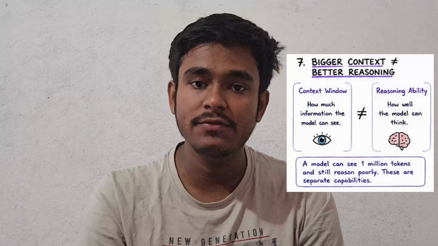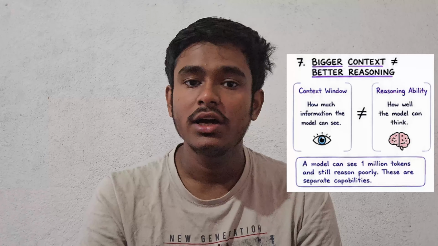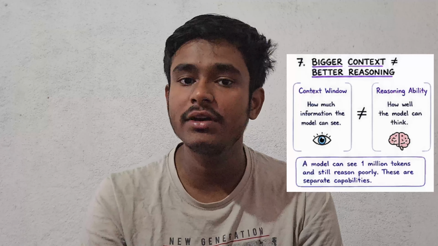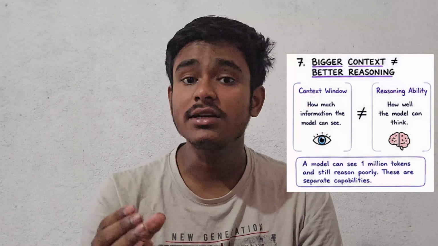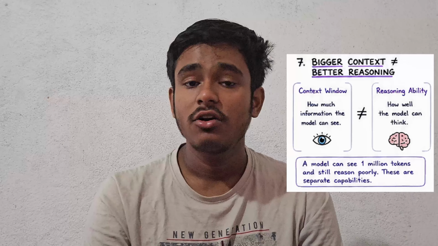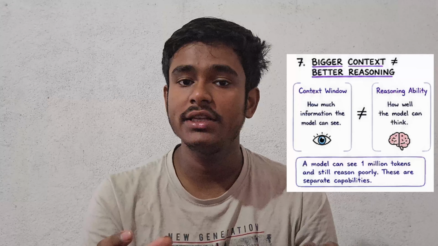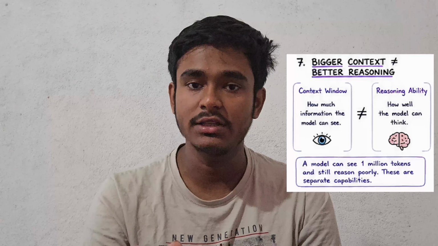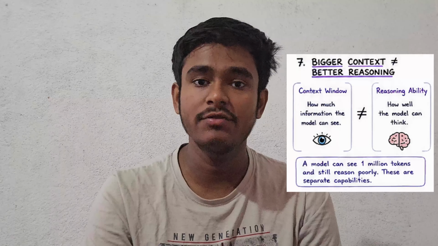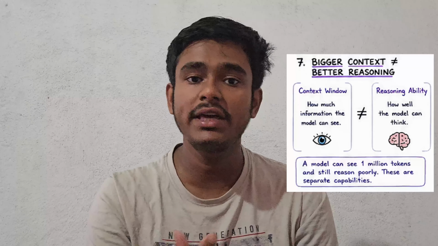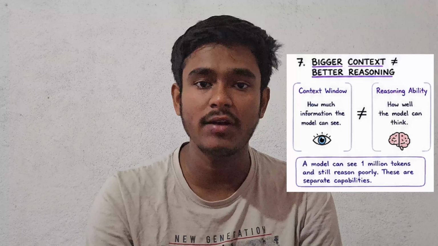A large context window ensures that the model retains a lot of information while giving a particular output, while a better reasoning model will reason on the limited information and the limited context window it has available. It can reason on it in a much better way if the model is better at reasoning. So these are completely separate capabilities of a large language model.